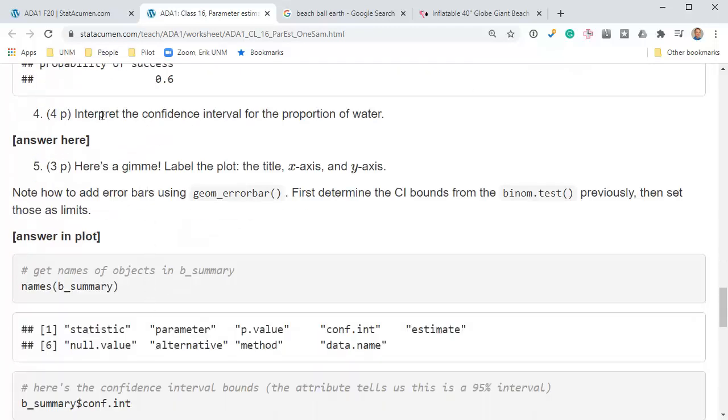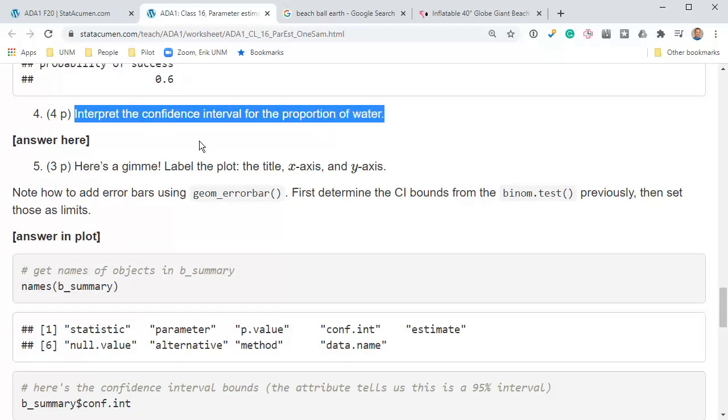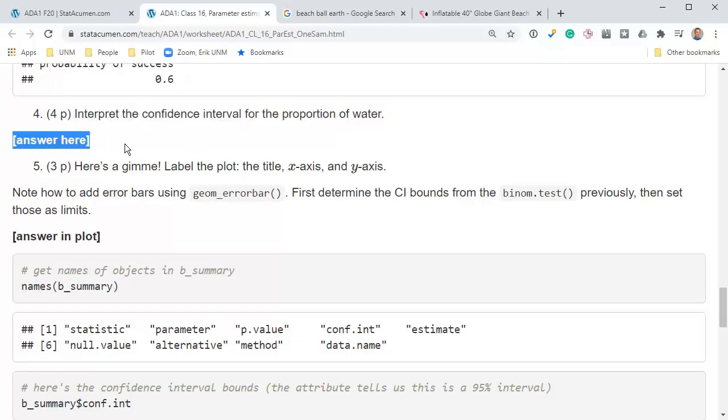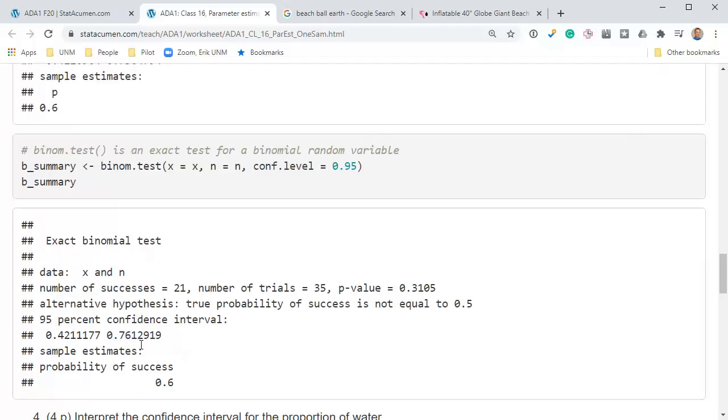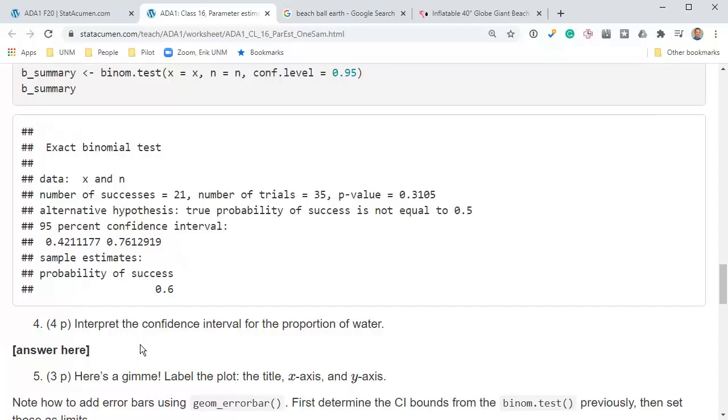Okay, all that to say, interpret the confidence interval for the proportion of water. And then you'll type your answer here. So I would refer to the lecture notes for the interpretation of a confidence interval for a one sample proportion. I'll say how I would write this. There is the lazy way, which makes it hard to interpret for other people who are non-statisticians. But one answer is, we are 95% confident that the true population proportion of water is in the interval 0.42 to 0.76. Period.